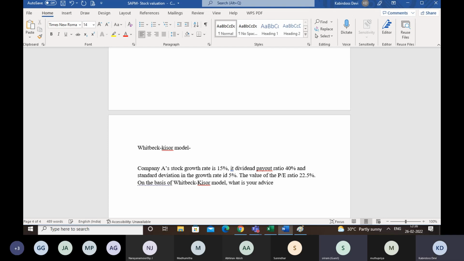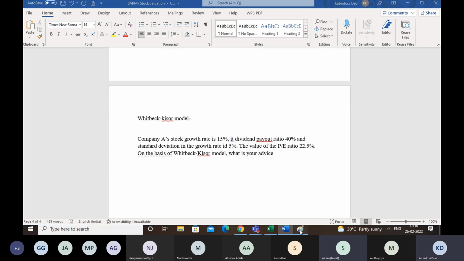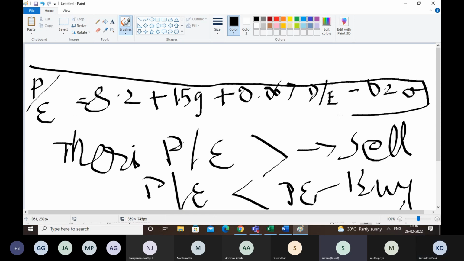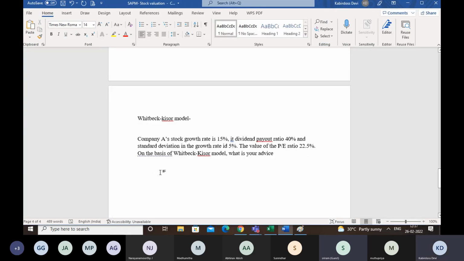So we will give the advice. This is the formula. So I'll just adopt the values. You have written down the values, you just need to tell me.